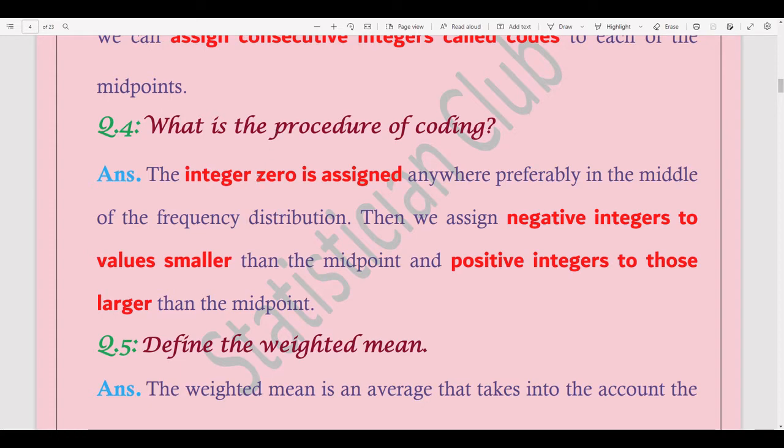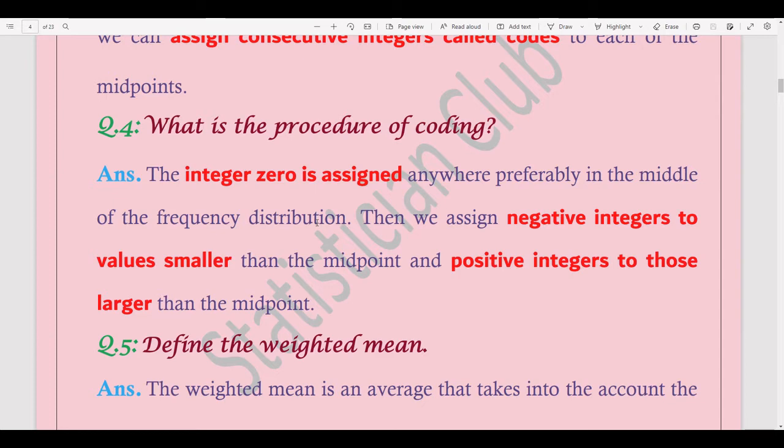What is the procedure of coding? The integer 0 is assigned anywhere, preferably in the middle of the frequency distribution. You can take the assumed mean. Where you take your mean, it means that after dividing the original value it will be 0. So preferably take it from the middle of the frequency, and we assign negative integer values to the smaller ones. When you take your middle value or assumed mean, remember that your negative values will be smaller than the positive values.